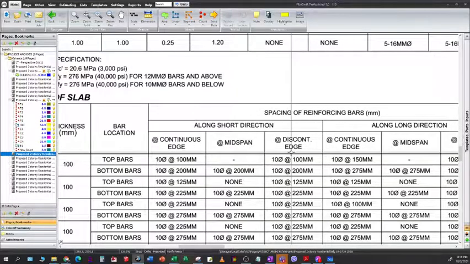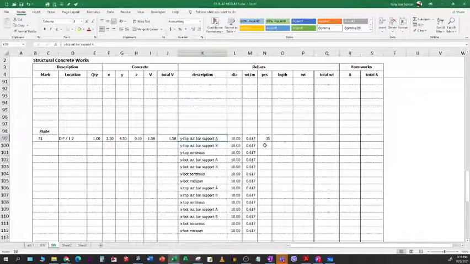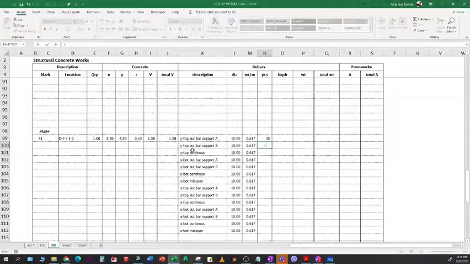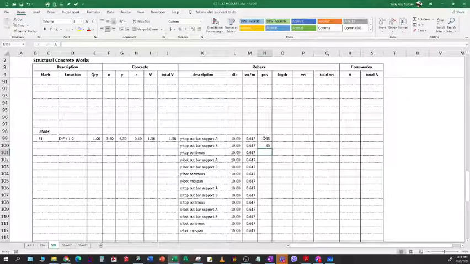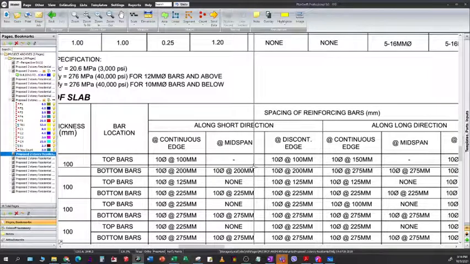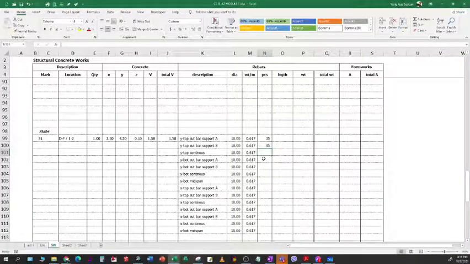Okay. Now along the other support at the discontinuous edge, still the spacing is 100. So we follow that one again, equals short direction divided by 0.1 or 100. So still we have 35 pieces of rebars. Is there a continuous? No, there is no continuous here at the top bars. So that will be 0 entries.